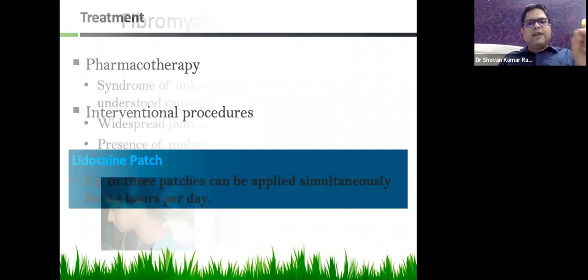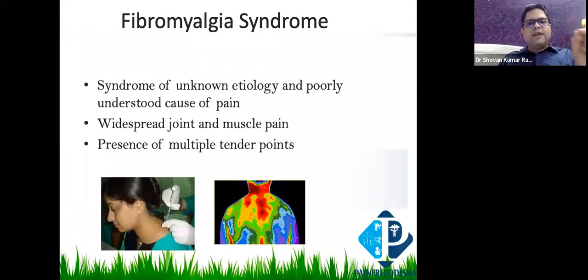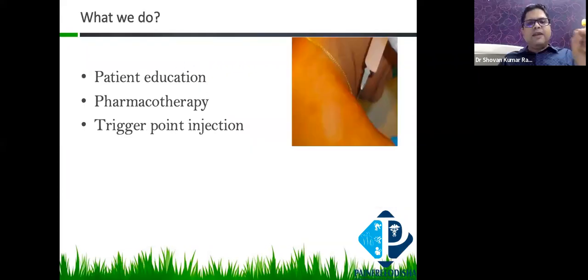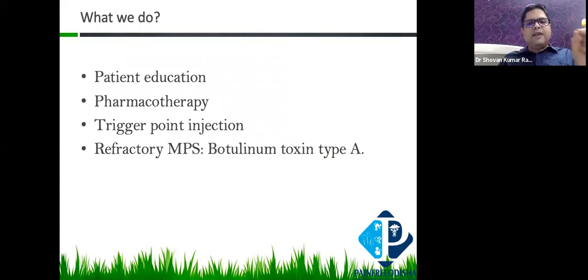Fibromyalgia, drugs, we know. What extra we can go for is trigger point injections. Some people use botulinum toxin. Myself, I'm not using it, but it can be used.